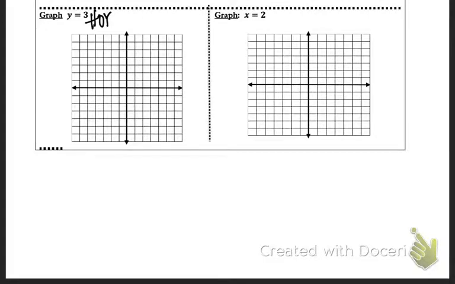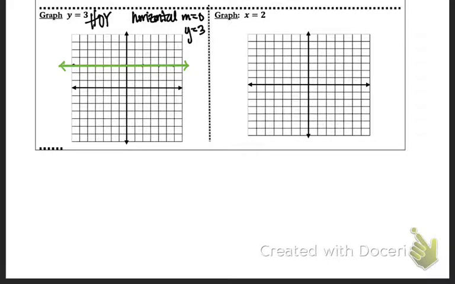So from the origin, I'm going to go up to 3 on the y-axis, and I'm going to plot several points across in a horizontal line where y = 3. I can then connect those points and create the graph of the line y = 3. The next one says graph y = 2.